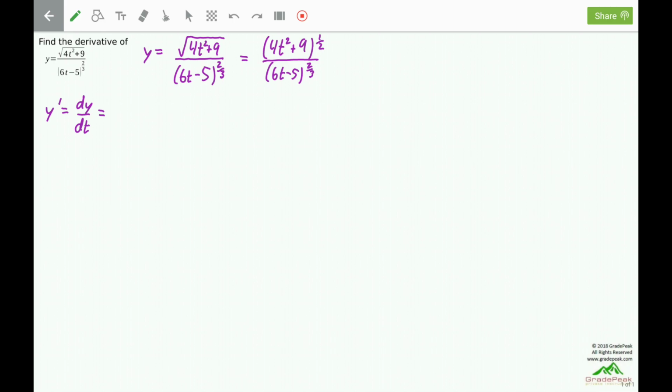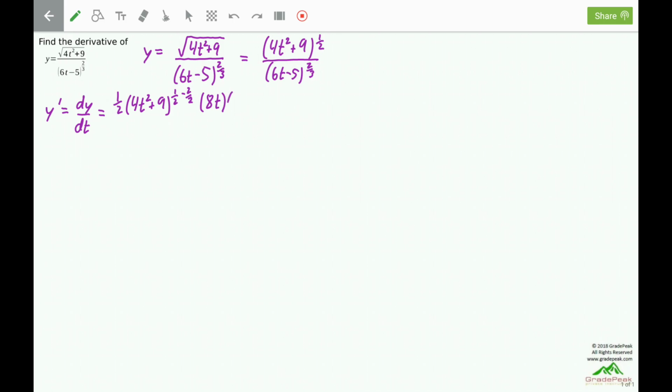The derivative of the numerator, it's a power rule. We'll bring down the power, 1/2. Leave the inside alone, 4t squared plus 9. Subtract 1 from the power, I will call it 2/2. Multiply by the derivative of the inside to complete the chain rule. That'll be an 8t.